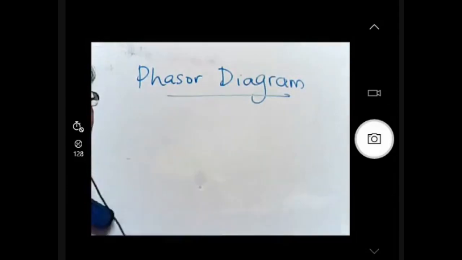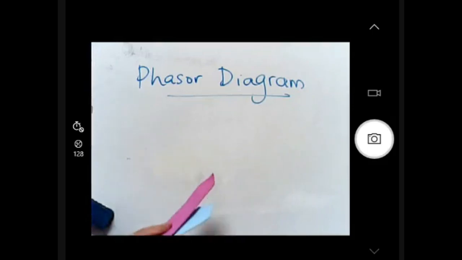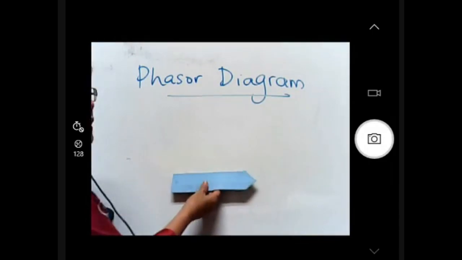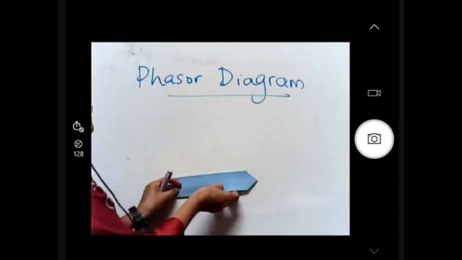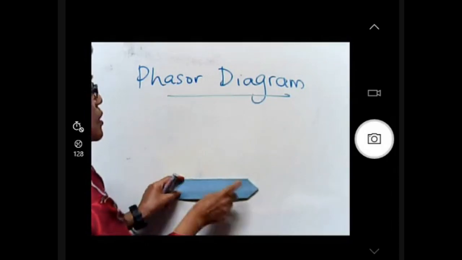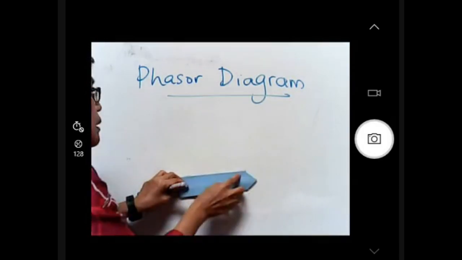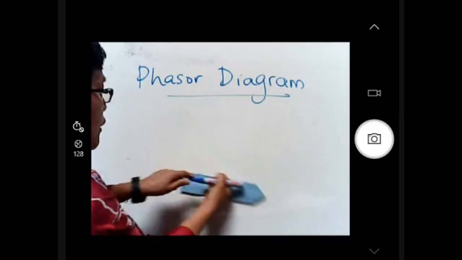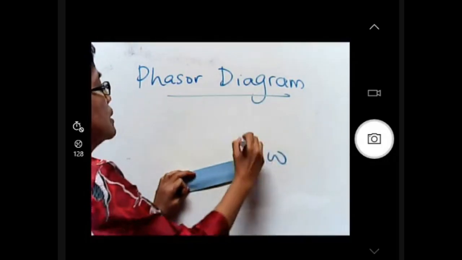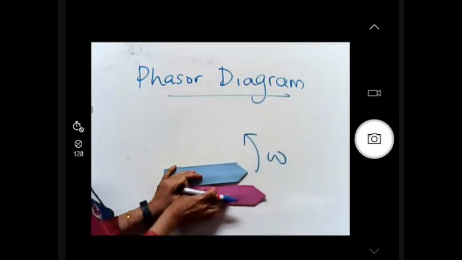So what is a phasor diagram? A phasor diagram is just a rotating vector that represents either current or voltage. I have here an example. Maybe we have one rotating vector, which will rotate with an angular speed of omega, an angular frequency. So maybe I use this vector to represent current. Okay, and maybe I have a longer one to represent voltage.